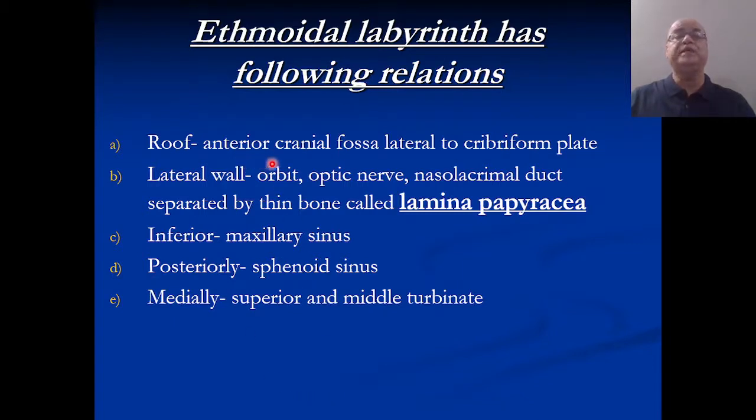The roof is formed by the anterior cranial fossa lateral to the cribriform plate. The lateral wall is formed by the orbit, optic nerve, and nasolacrimal duct, which are separated by a thin bone called the lamina papyracea. Inferiorly is the maxillary sinus, posteriorly is the sphenoid sinus, and medially are the superior and middle turbinates.